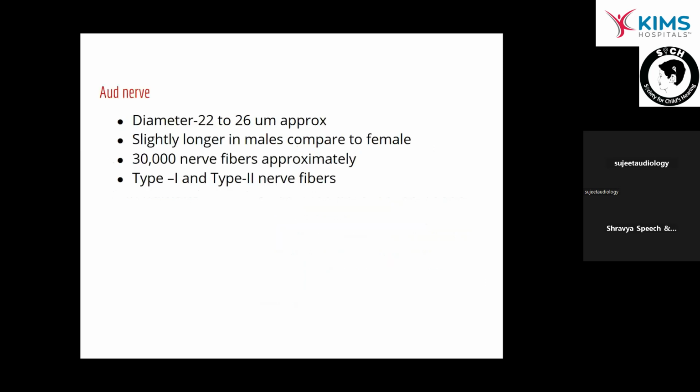The auditory nerve has a diameter of 22 to 26 micrometer approximately. It is slightly longer in males compared to females because of the skull size. Typically the skull size of males is a little bigger compared to females, and hence it is slightly longer in males. Approximately 30,000 auditory nerve fibers, and as I discussed, type 1 and type 2 auditory nerve fibers.